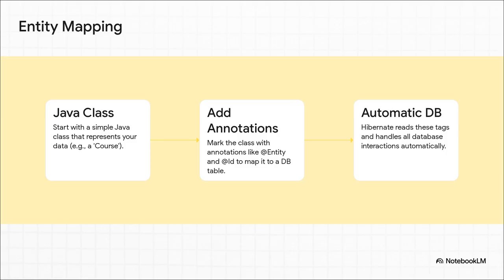A developer writes a normal Java class, let's say one that represents a course. Then they just sprinkle in a few of these little tags called annotations. A tag like @Entity is basically telling Hibernate, "Hey, this class here, it needs to be saved in the database." Another one, @Id, says, "And this field, that's its unique identifier."